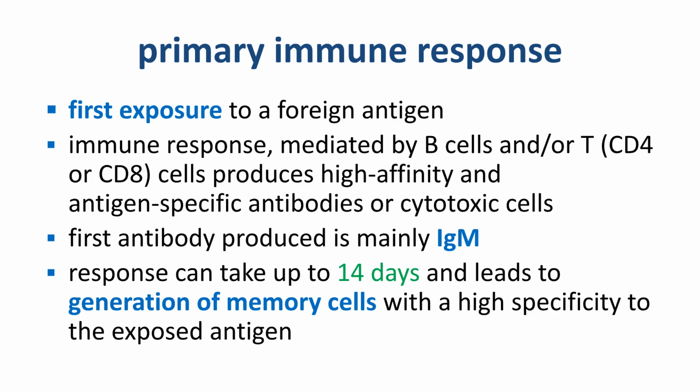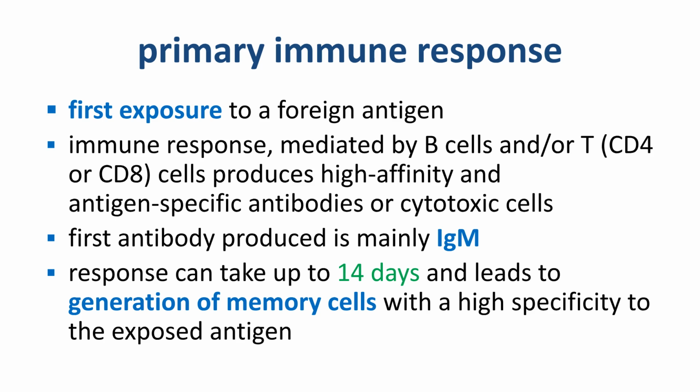The response produces high-affinity, antigen-specific antibodies or cytotoxic cells through a selection process called affinity maturation. B cells with receptors that bind most strongly to the antigen are preferentially selected to survive and proliferate. The first antibody produced is mainly IgM, a large pentameric antibody particularly effective at agglutination and complement activation. IgM appears first because B cells don't initially undergo class switching to other antibody types.